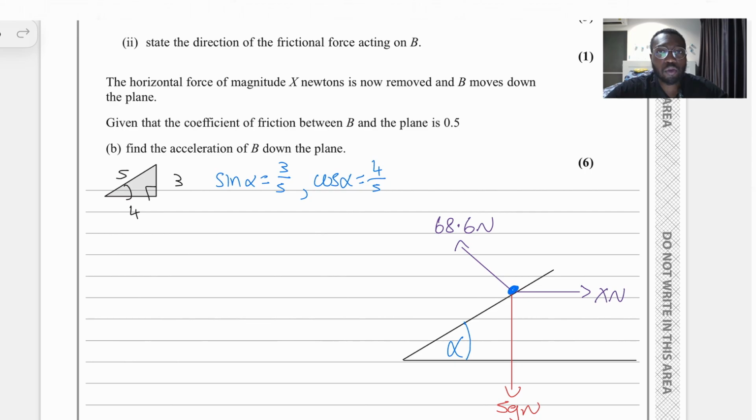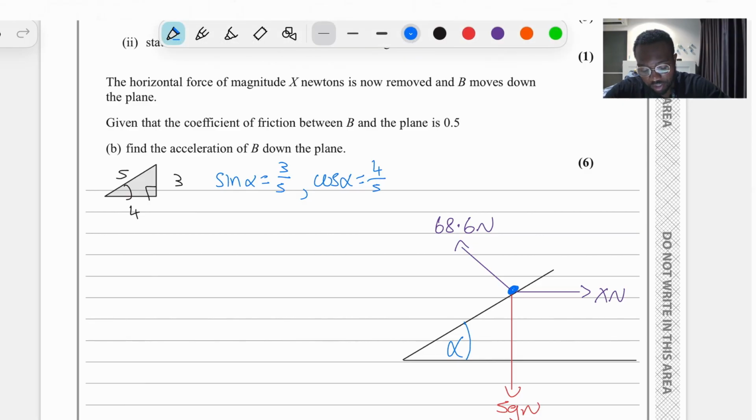Because if we want to work out the friction, because part A is working out the friction, we can make the friction in any direction. So I'm going to make the friction in this direction here. I'll make the friction going down the plane. But it doesn't actually matter, because if my friction became a negative number, then we know the friction would act in the opposite direction.